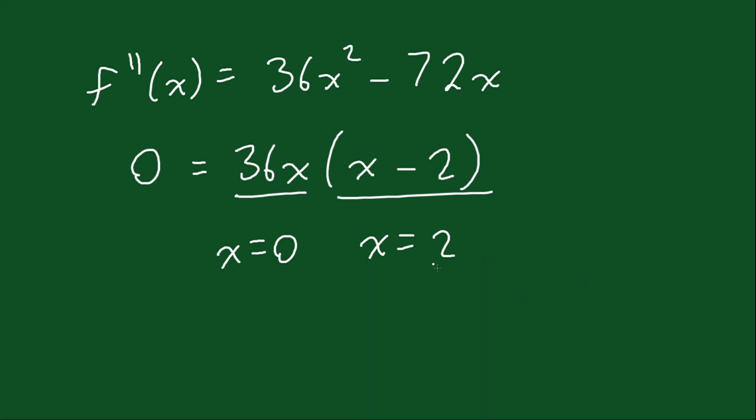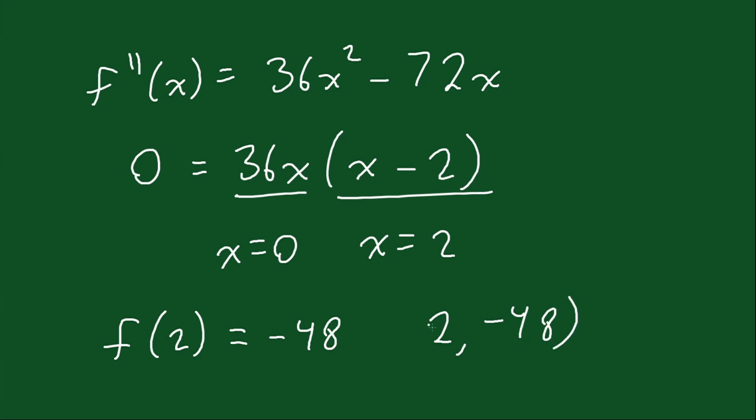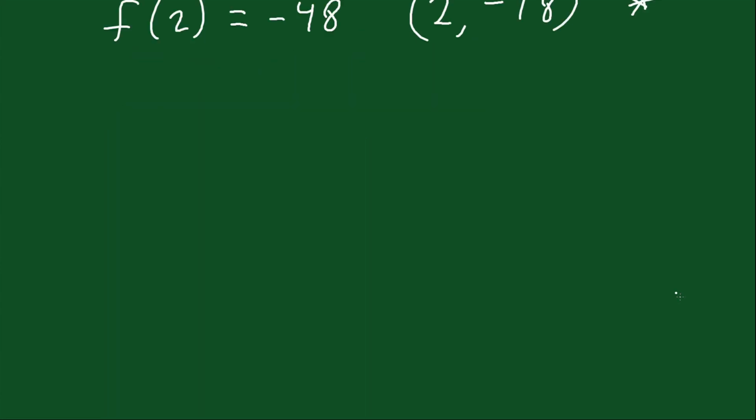Now what's the coordinate? What's the y value at that point? Well, we'd have to do f at 2, right? Plug 2 into the original equation again. If you were to do that, you should get as an answer negative 48, meaning the point (2, -48) is also an inflection point. So very exciting. We now have 2 inflection points and we have a minimum.